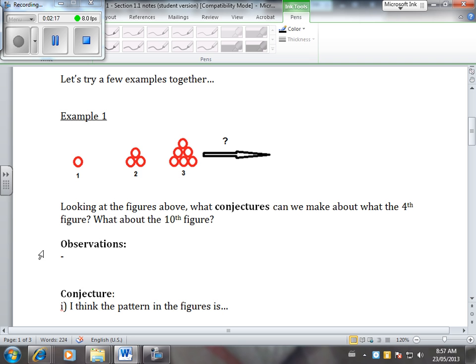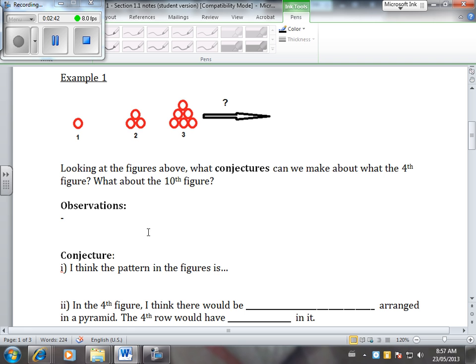So in this first example, when we look at these figures, figure 1 has 1 circle, figure 2 has 3 circles arranged in a triangle, figure 3 has 6 circles arranged in a triangle. So what conjectures can we make about what the 4th figure would look like and the 10th figure? And then we can go up from there if we wanted. First of all, we should make observations. And if you make your observations thorough enough, a lot of the times your observations can just become your conjecture.